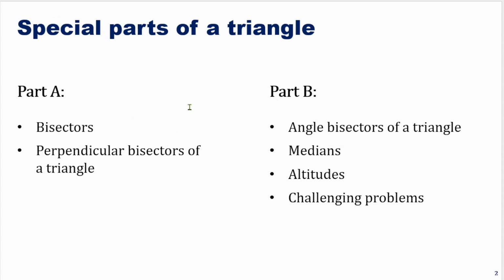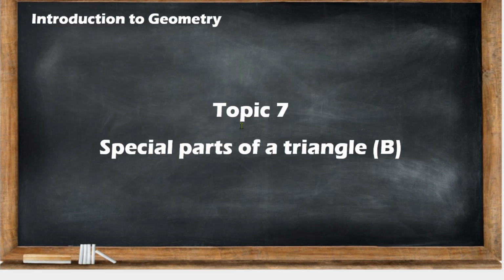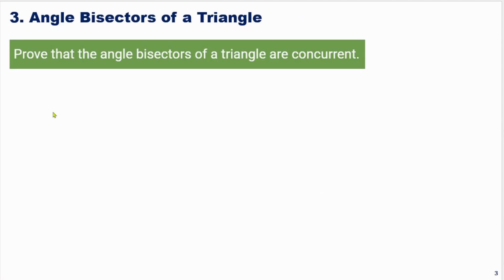Alright, then let's have a look at the second part of topic 7. First, the concept of angle bisectors. The properties of angle bisectors of a triangle. Okay, first of all, can you prove that the angle bisectors of a triangle are concurrent?